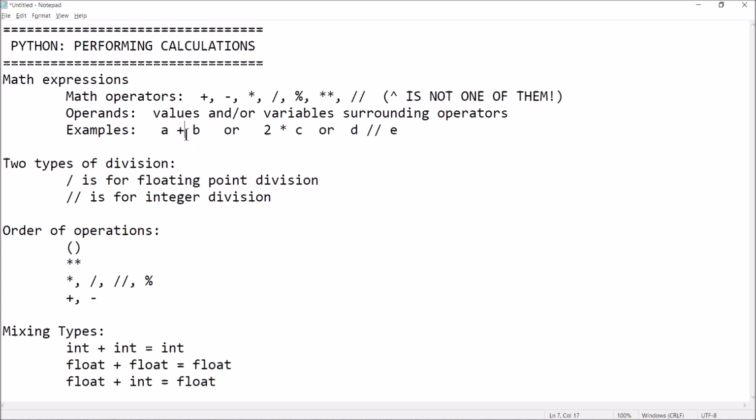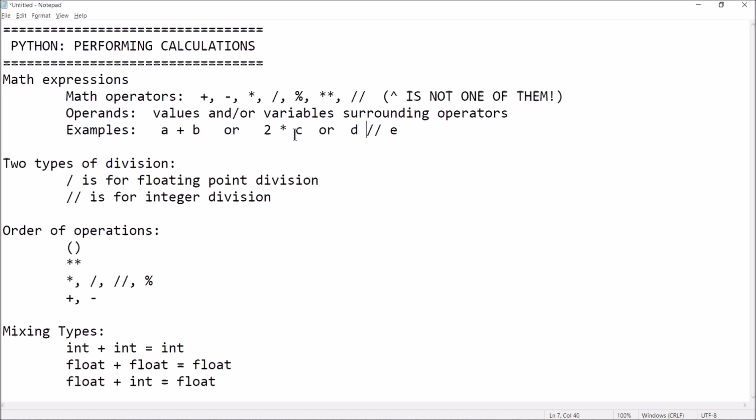What's the operator? The plus. What are the operands? In this case, A and B. Another example. 2 times C. Here's another example. So 2 asterisk C. Okay, this is proper syntax. Okay, what's improper syntax? You can't do something like 2c. It's great in algebra, but not in Python, right? If you want to multiply 2 and c together, you've got to use that asterisk.